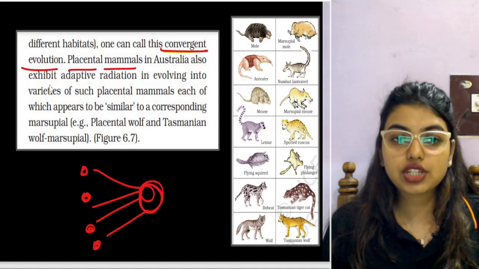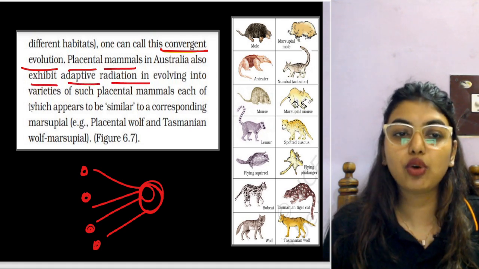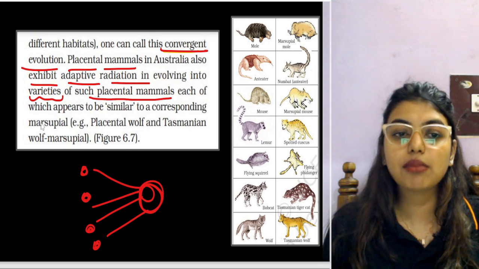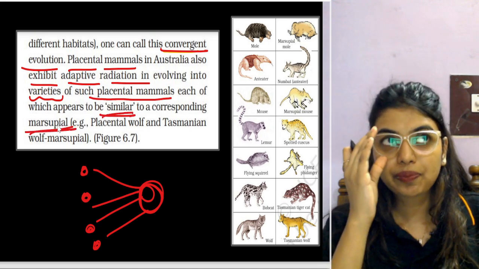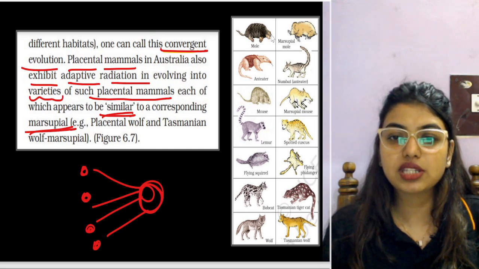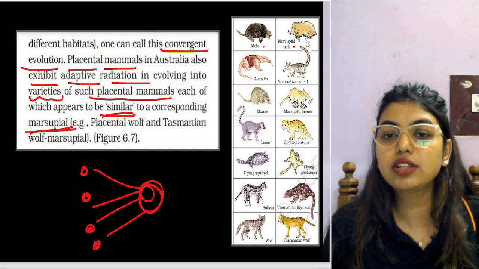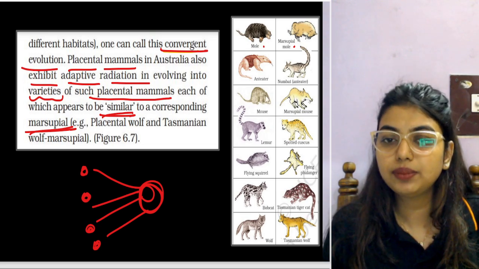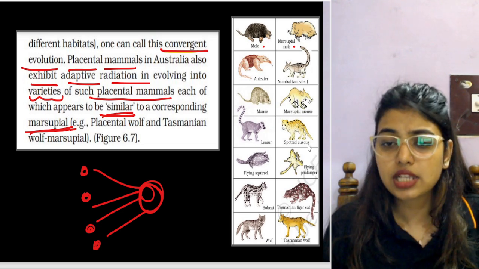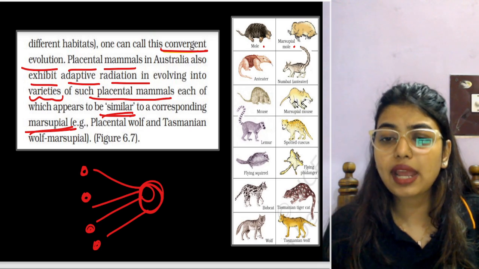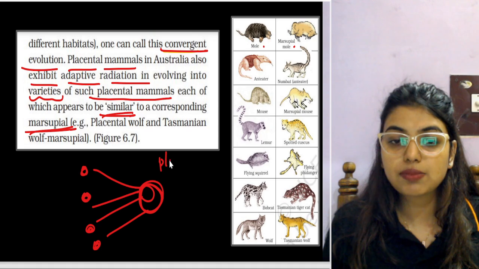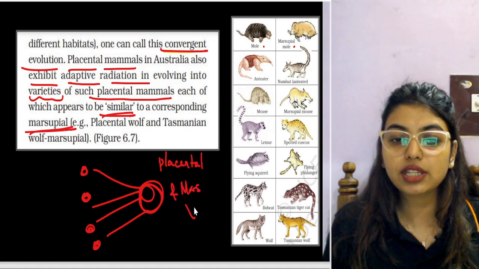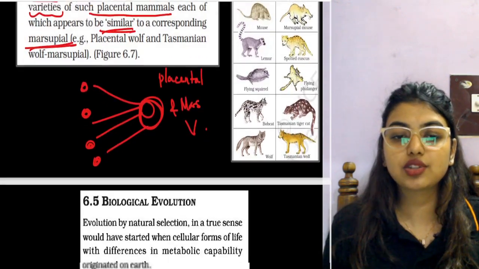Placental mammals in Australia also exhibit adaptive radiation in evolving into varieties of such placental mammals, each of which appear to be similar to the corresponding marsupials. So students, placental mammals are the ones who have placenta, obviously. If you see placental mammals and the marsupials, you notice that they are the same. Mole, anteater, mouse, spotted cuscus, squirrel, bobcat, tiger cat, wolf, same thing. So here what has happened? Convergent evolution. Even though one is placental and one is marsupial, both have reached the same point.